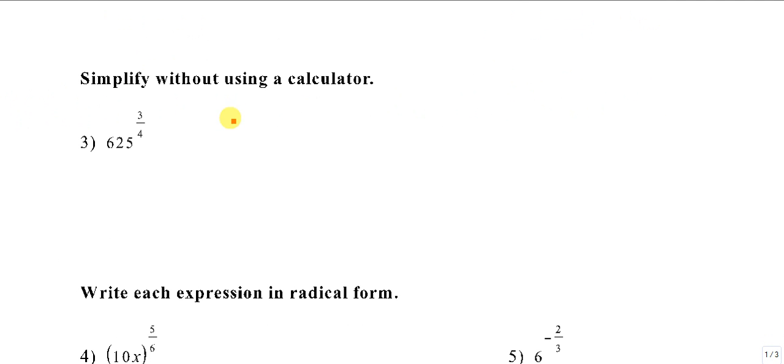Next one says simplify. That means evaluate this without using a calculator. So what I have is the fourth root of 625, and then I'm going to cube that. So the fourth root of 625, 5 times 5 times 5 times 5 is 625, so that would be 5 cubed, which is 125.